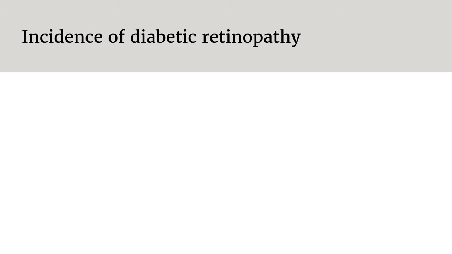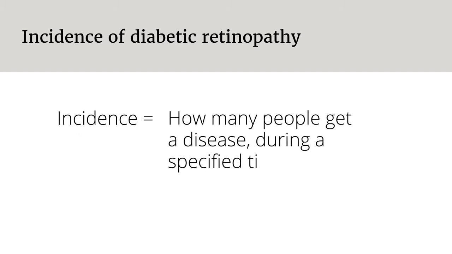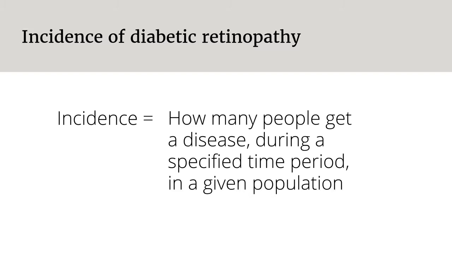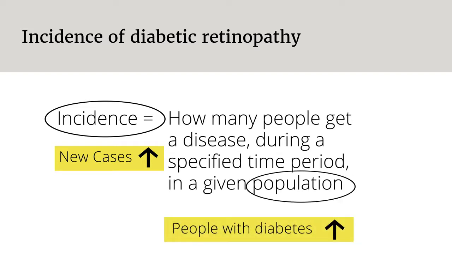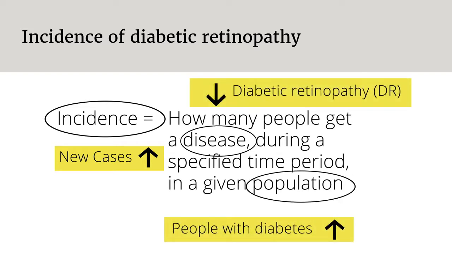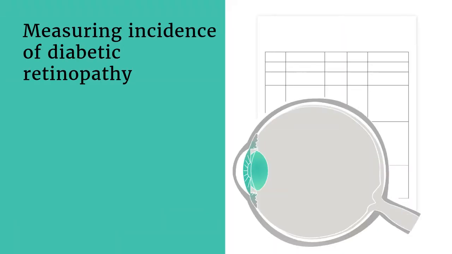To plan eye care services for people with diabetes, we need to know the incidence of diabetic retinopathy, new cases, in our population. That is, how many people with diabetes will develop diabetic retinopathy during a specified time period. There are three main steps to measure the incidence of diabetic retinopathy.